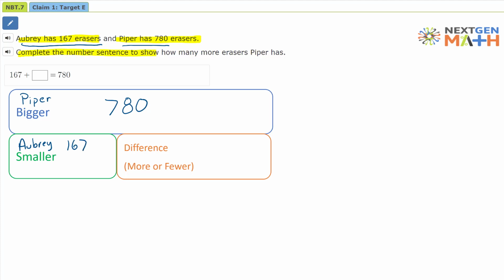Complete the number sentence to show how many more erasers Piper has. Well, that's going to be the difference, and that difference is more. And so how are we going to solve that? Well, we take the 780 erasers Piper has, subtract the 167, and that's going to be the difference, or how many more erasers Piper has.